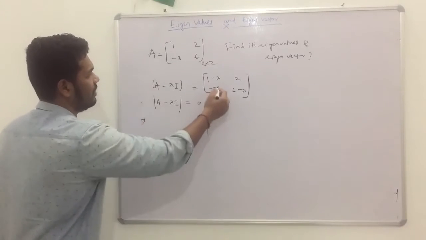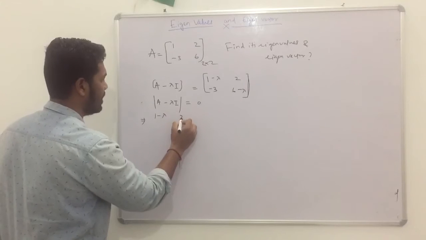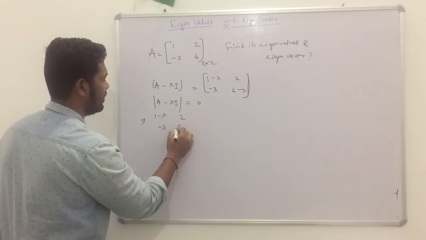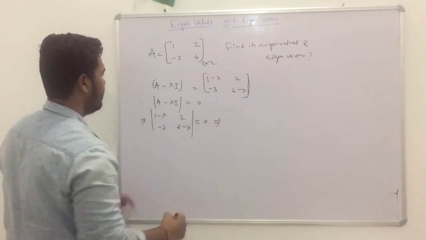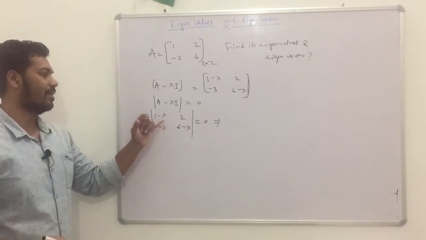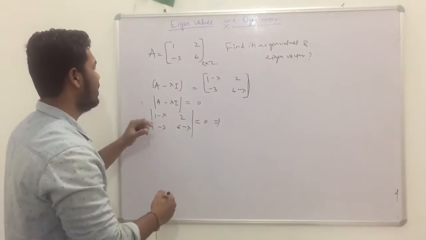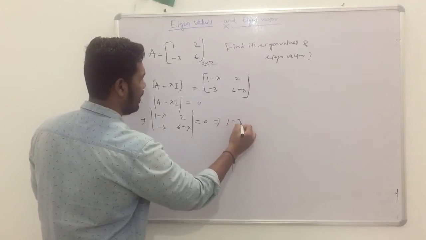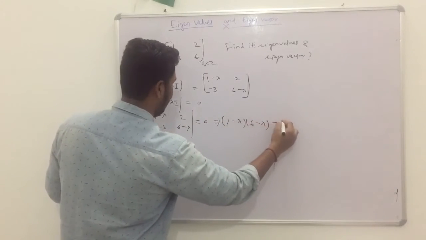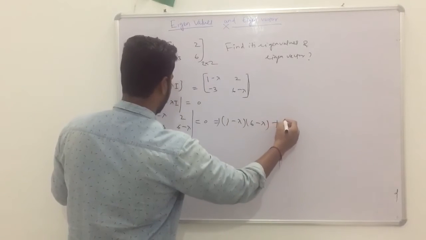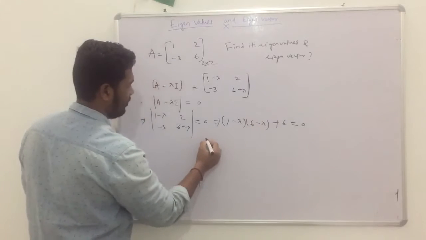So from this, your determinant of A minus lambda I is nothing but |1 minus lambda, 2; minus 3, 6 minus lambda|, and the determinant equals 0. Just find the determinant and accordingly find the value of lambda to get the eigenvalues. So if you solve this, you will get (1 minus lambda) into (6 minus lambda) plus 6 equals 0. So let's solve this equation.